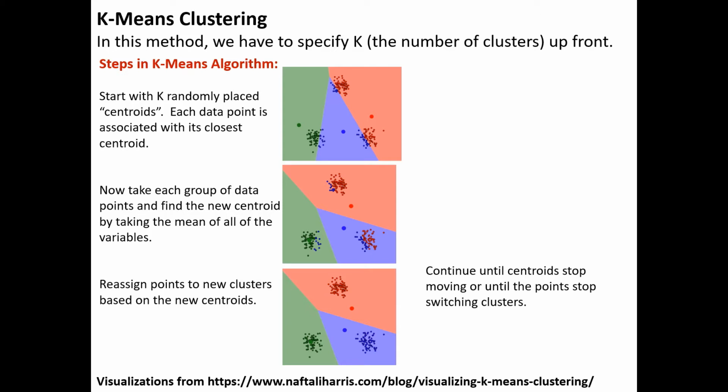Now, sometimes it's obvious how many clusters we're going to have, but sometimes it's not. A lot of times it's not. So often what we have to do is experiment with different numbers of K and see which of those models that we've created ends up being the better model. So that's what we would do.